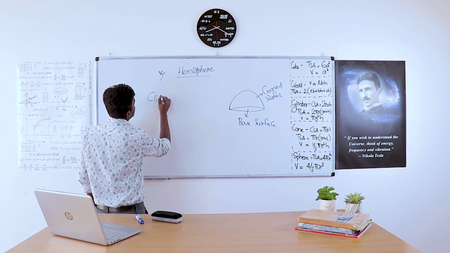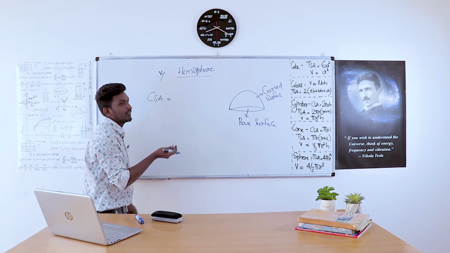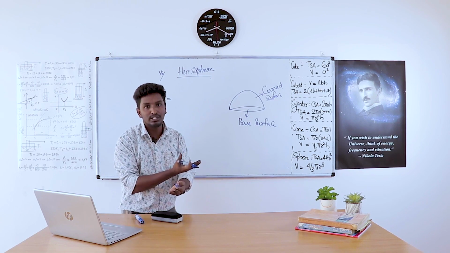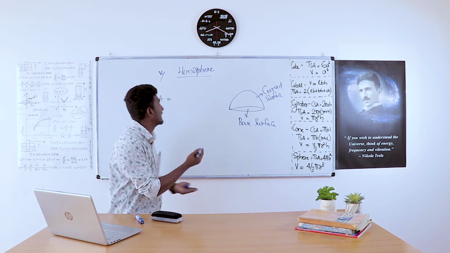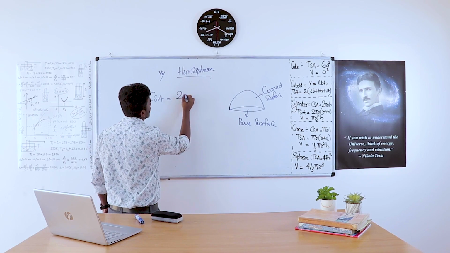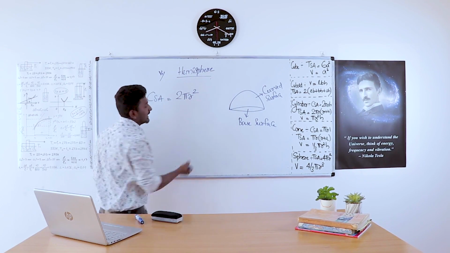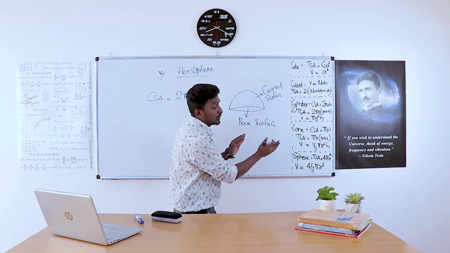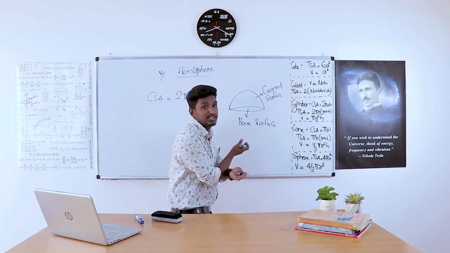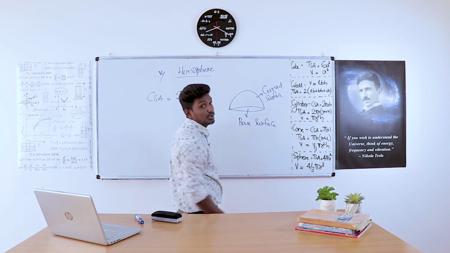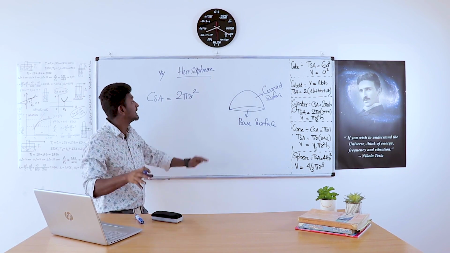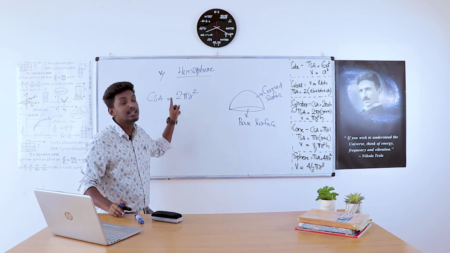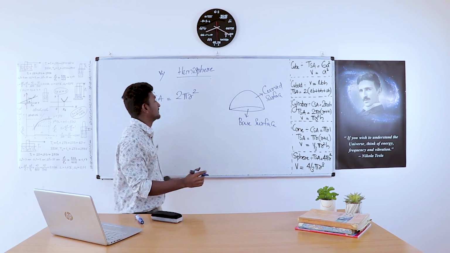Then the curved surface area is that the surface area of sphere is 4 pi r square. When it is cut into two equal parts, it becomes exactly the half. That is the curved surface area. So the curved surface area is 2 pi r square. Remember, that 2 pi r square is the curved surface area of the hemisphere.